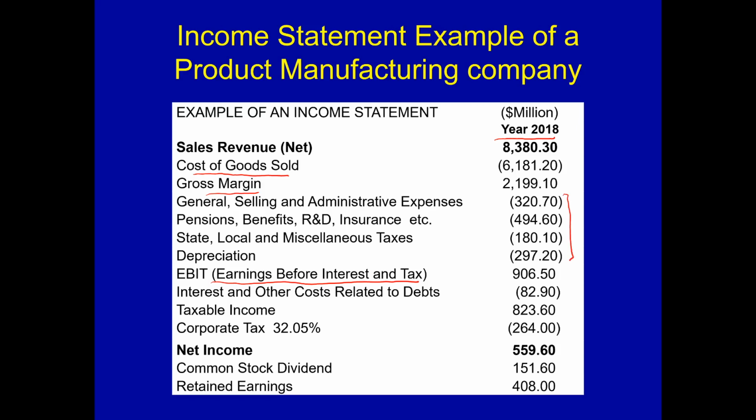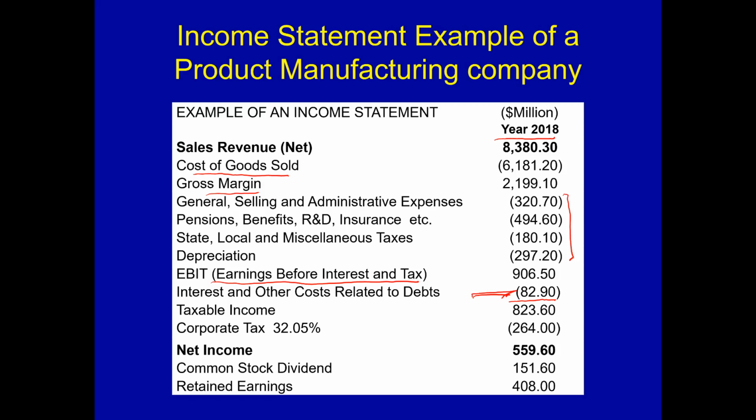Then we have the interest and other related costs related to debts. Remember that the tax is paid after deducting the interest. So first the interest is paid. This is where our interest is paid. Okay. And then we have the taxable income, and on that we pay the tax.